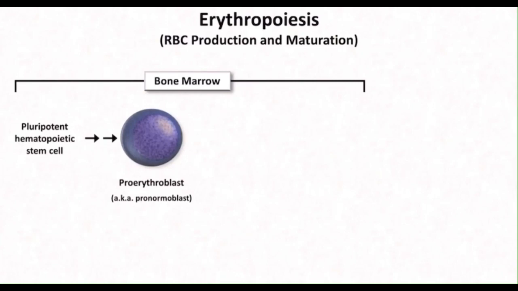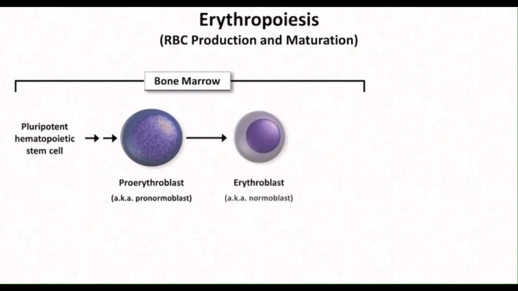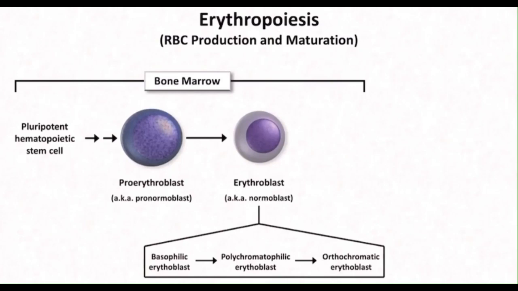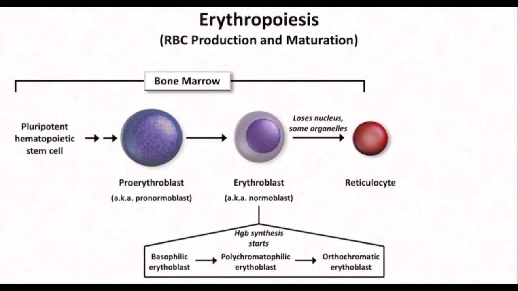As the maturation process continues, the proerythroblast predictably becomes an erythroblast, also known as a normoblast, which is a smaller cell, has a grayer cytoplasm, and a relatively smaller nucleus. The erythroblast stage is subdivided into basophilic, polychromatophilic, and orthochromatic stages. Most notably, the general erythroblast stage is when hemoglobin synthesis starts, which is partially responsible for the shift in the color of the cytoplasm. Eventually, the erythroblast will lose its nucleus and some organelles, forming a reticulocyte, which looks kind of like a mature red cell, but is slightly larger and slightly bluer.